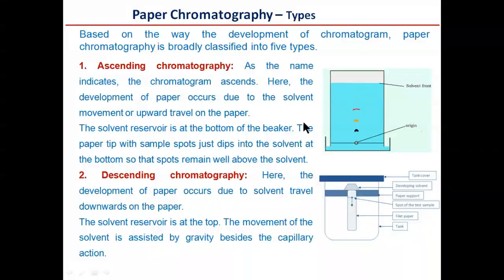So here the paper tip with the sample spot just dips into the solvent at the bottom, so that the spot remains well above the mobile phase of the solvent. So this is the ascending chromatographic technique.